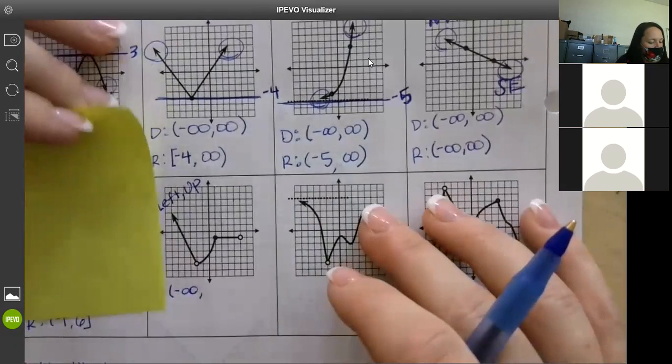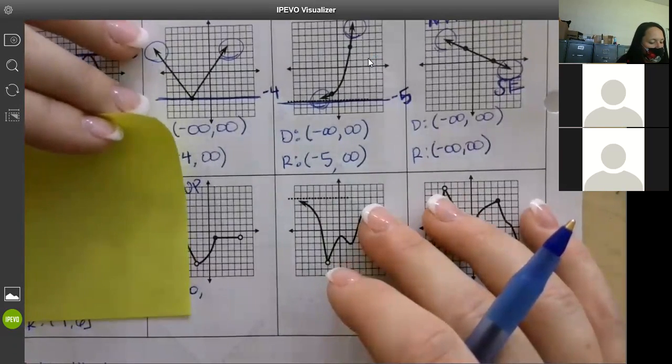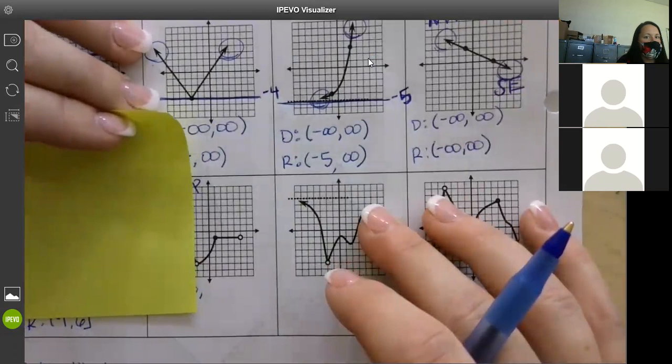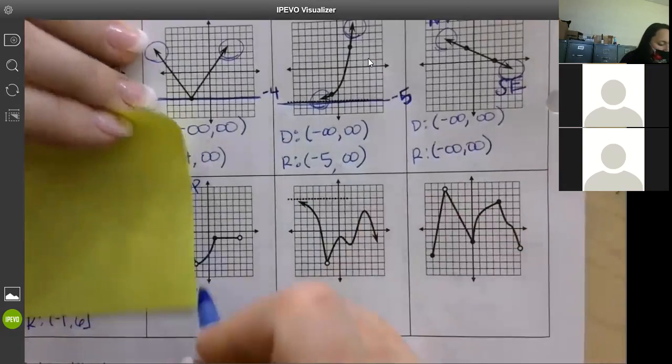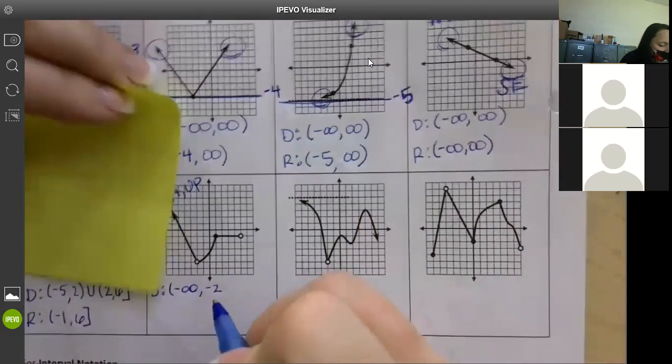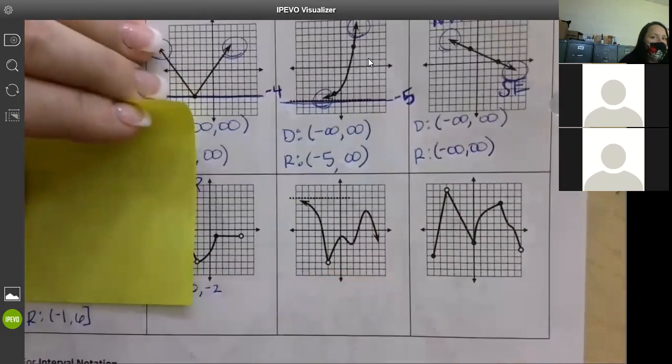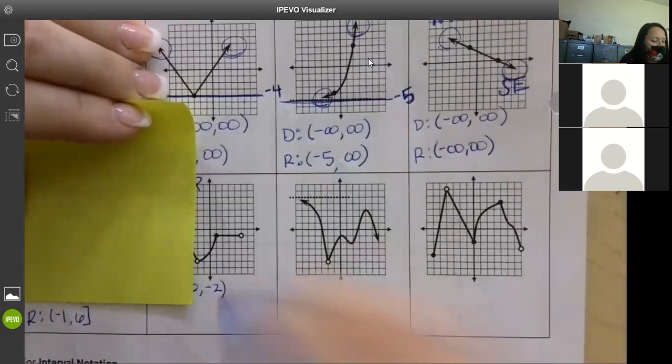So we got the arrow, yay. We're going to go left to right. We see an inconsistency, and there's an inconsistency at what? What on the x-axis? -2. Is it open or closed? It's open, so it's a parenthesis.